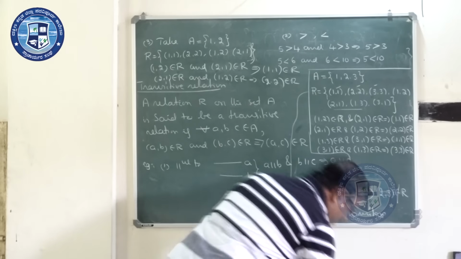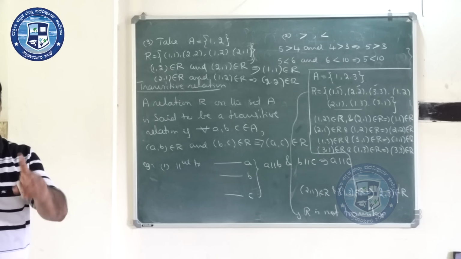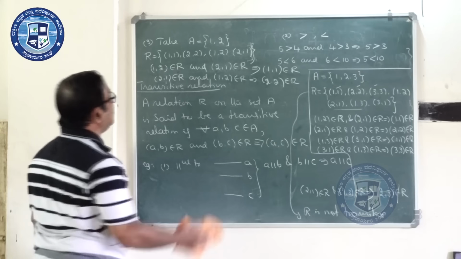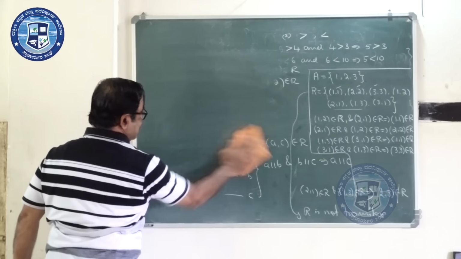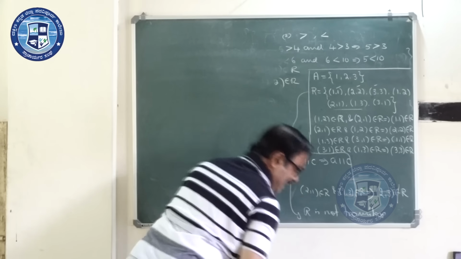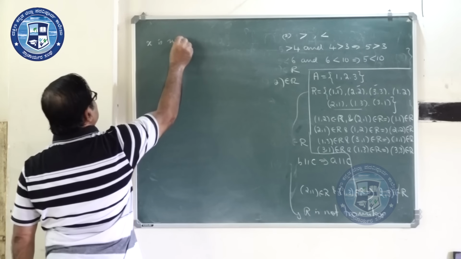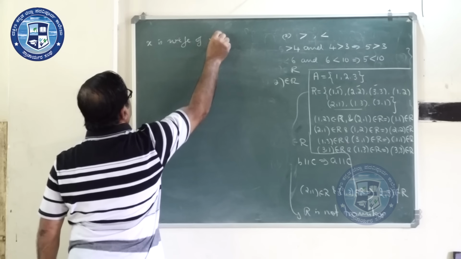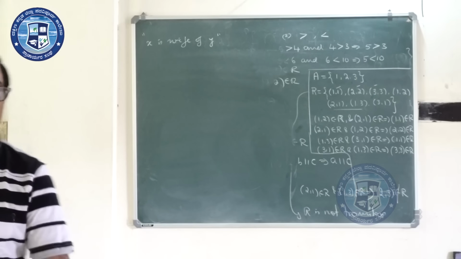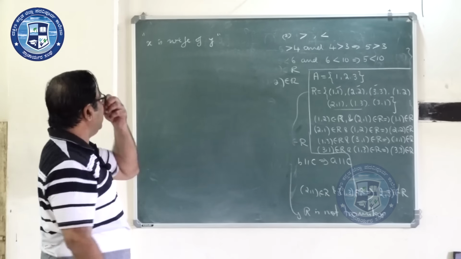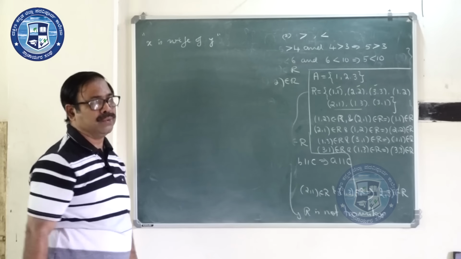I can give you one more example. Generally, at your PU level, they have given only one example in the textbook. That is, X is wife of Y. Whether this relation is transitive. X is wife of Y. Whether the relation is transitive.